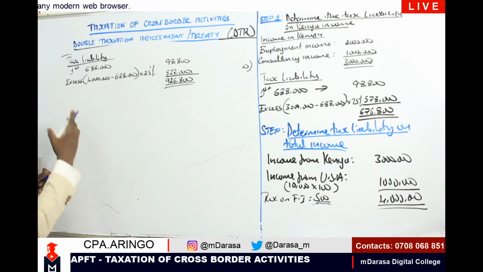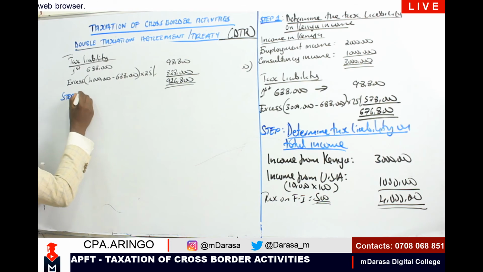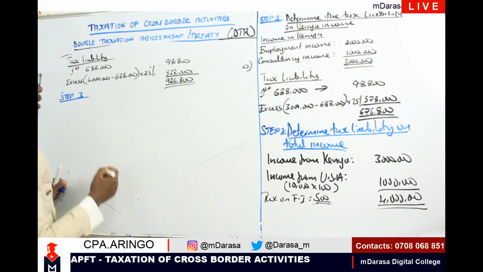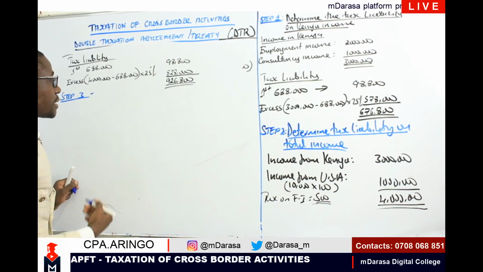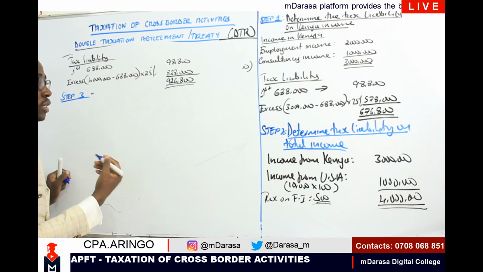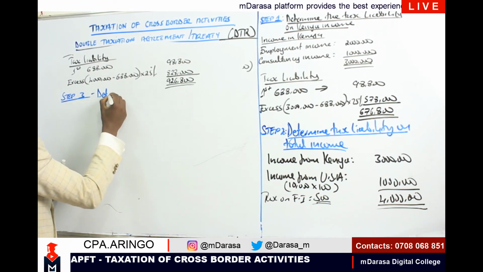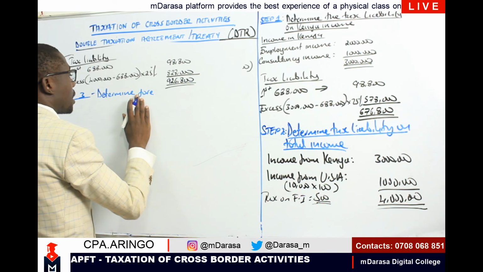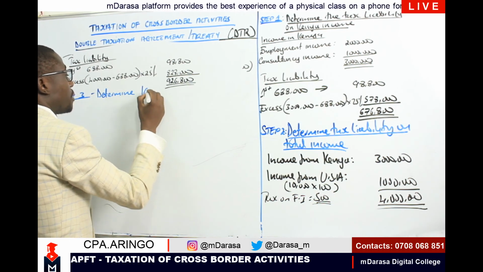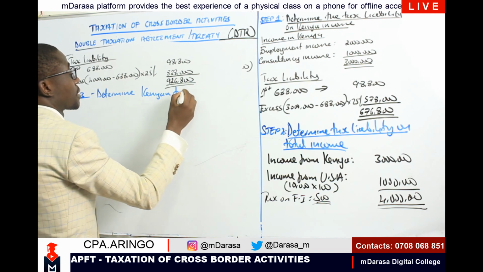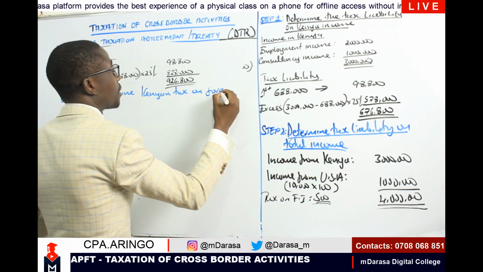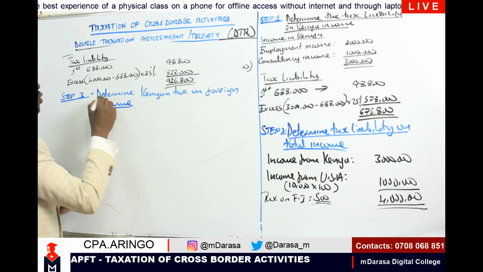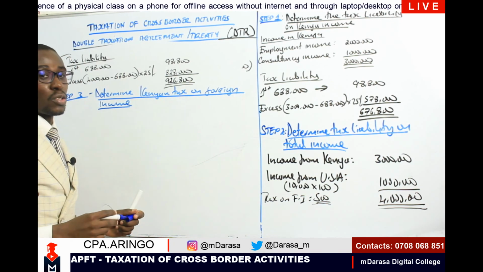Then step number three, my good students, looking at step number three, what must we have? Because this was step number two. Step number three, determine the Kenyan tax on foreign income.